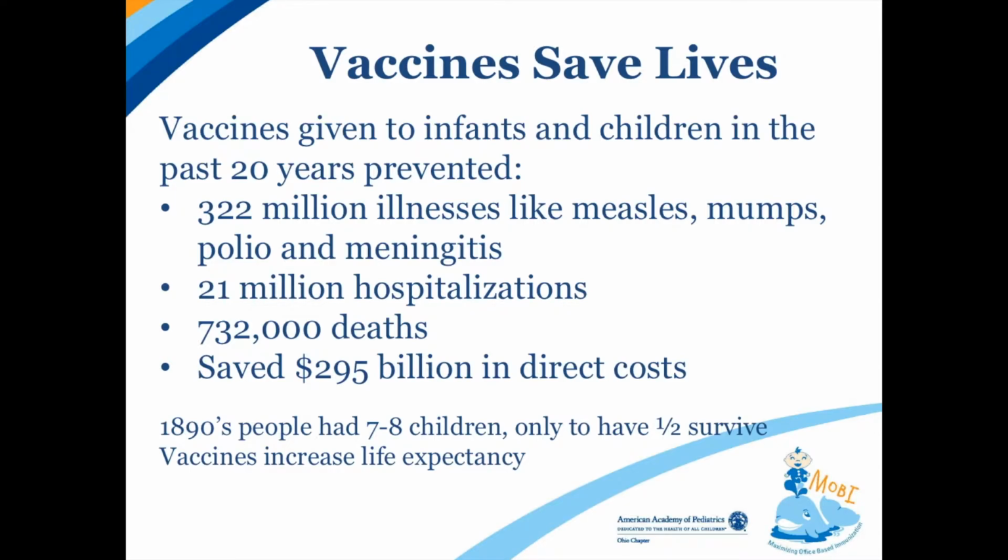So over the last 20 years, vaccines alone have prevented 322 million illnesses, such as measles, mumps, polio, meningitis. They've prevented 21 million hospitalizations, 732,000 deaths, and it saved our economy $295 billion in just direct costs alone. These vaccines increase our life expectancy, and they really are effective to decrease morbidity and mortality.